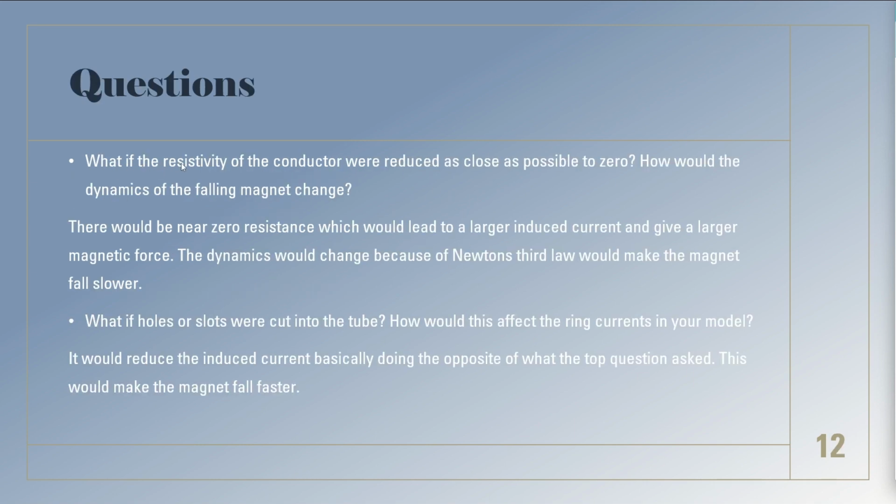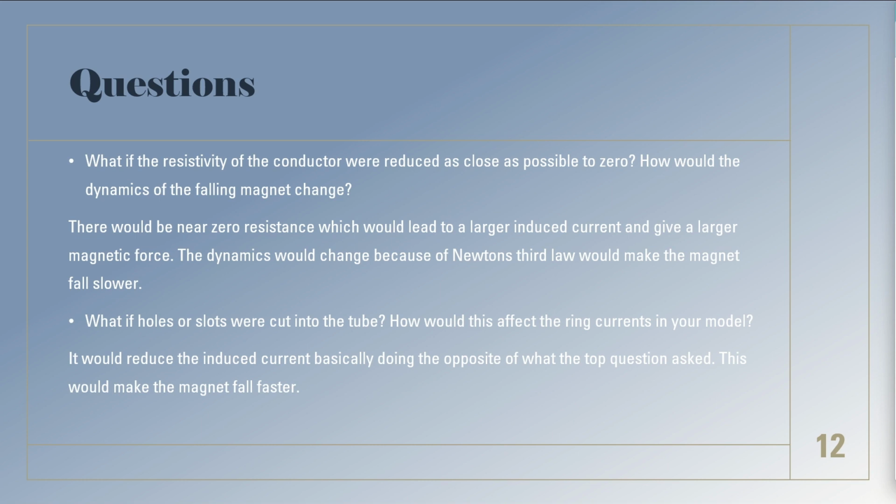So, questions: what if the resistivity of the conductor were reduced as close as possible to zero? How would the dynamics of the falling magnet change? It would be near zero resistance, which would lead to a larger induced current, giving a larger magnetic force. The dynamics would change because of Newton's third law, which would make the magnet fall slower.